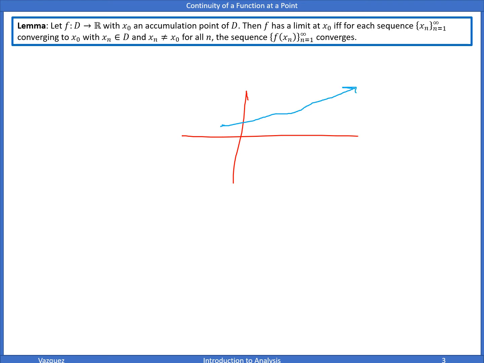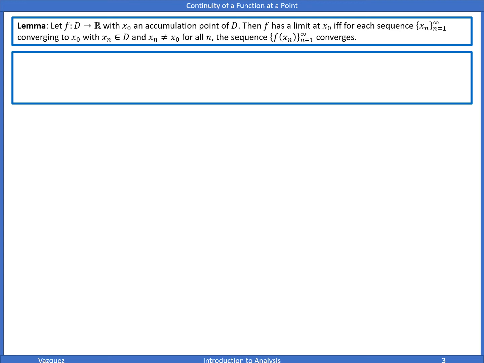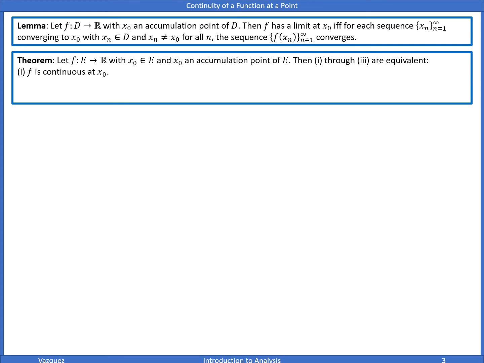This is our little function here. This is x naught. This is f of x naught. All that's saying, if you remember, is if we make a sequence that gets arbitrarily close to x naught, then there's a sequence over here that gets arbitrarily close to f of x naught as well. Okay, so this is a theorem that's kind of a first of its kind. You'll probably see this in other classes, maybe if you take topology or the next analysis class.